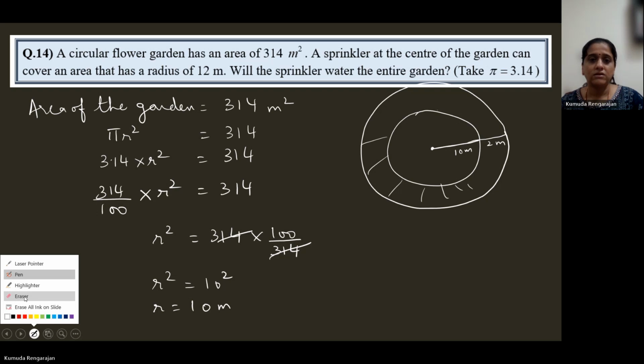One minute. Find the area of the sprinkler also. Not needed. One second.